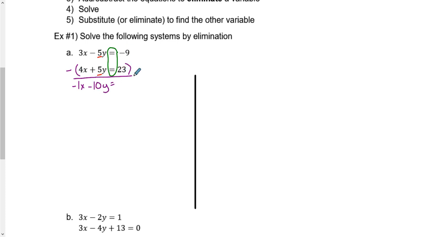And negative 9 subtracting 23. That looks a little bit weird. Negative 32. Now you'll notice that we haven't actually eliminated anything here. There's still an x, there's still a y. Well, that's counterproductive. We can't do anything if we still have an x and a y.